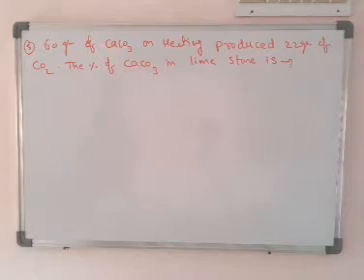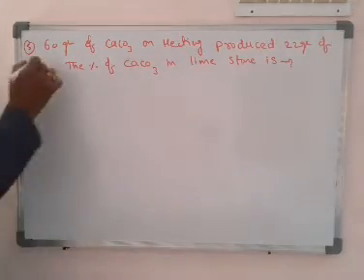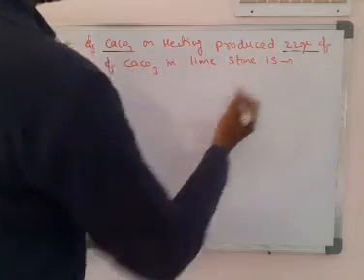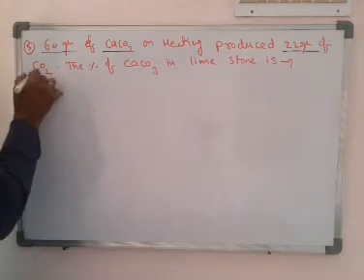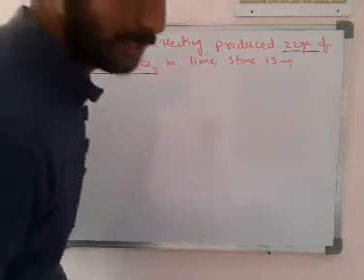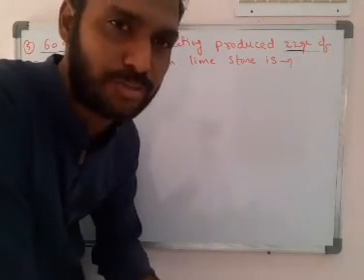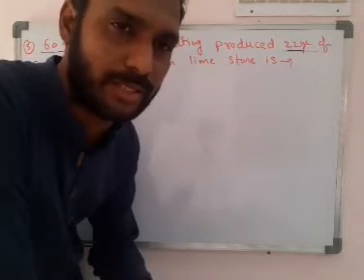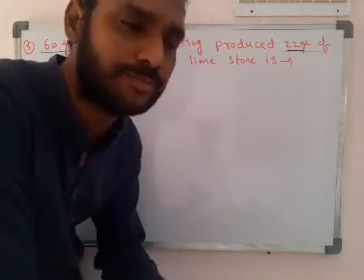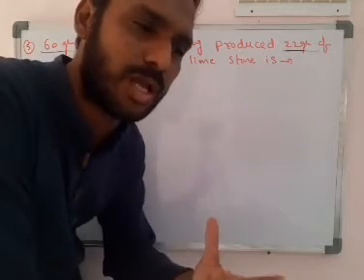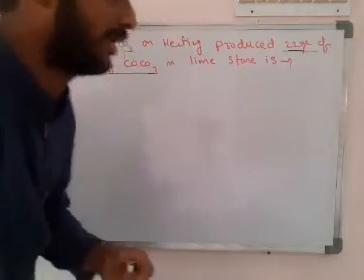So see the nearly same problem. So here 60 grams of calcium carbonate on heating produced 22 grams of CO2. What is the percentage of CaCO3 in the limestone sample? So limestone means nothing but actually calcium carbonate sample. So it is also a mineral of calcium carbonate. Okay, so limestone is also having some other impurities. We have to find it.